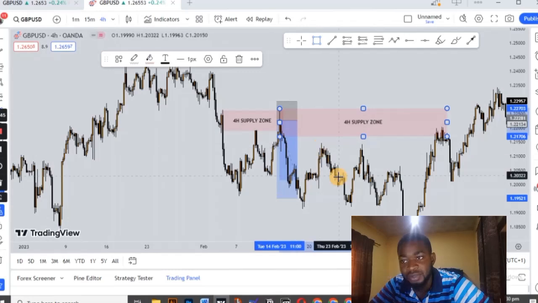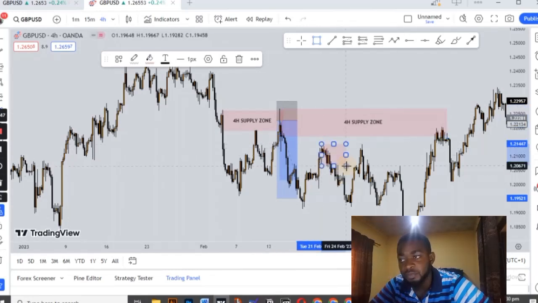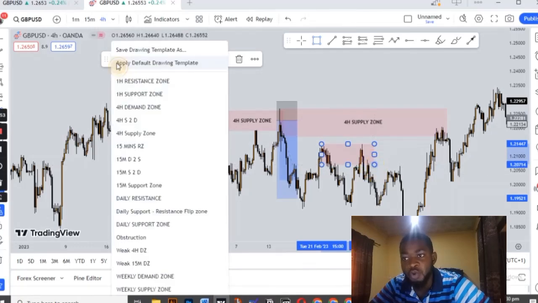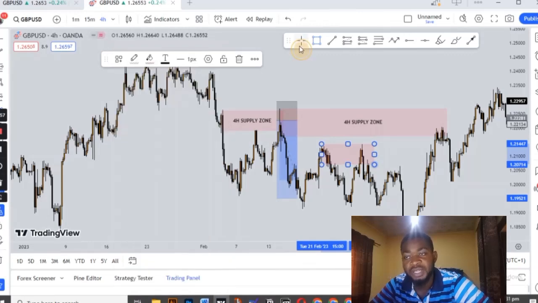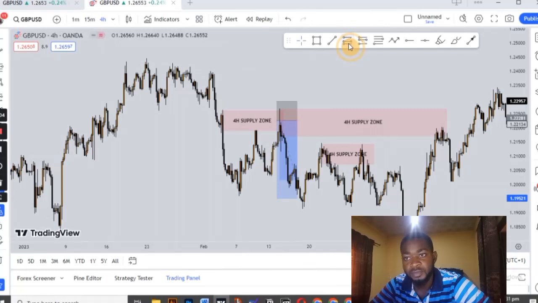Let's mark it out. For 4 hours supply. Then when price comes back to this zone, we sell from this zone again. When price comes back to this zone, we sell again.